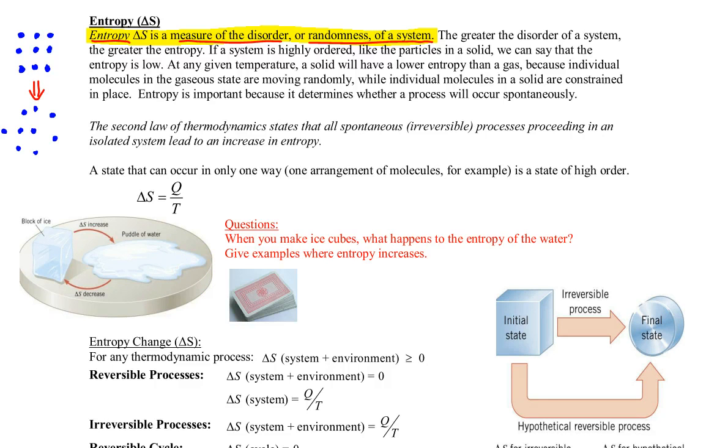For example, imagine you purchase a deck of new cards, so that they're all perfectly ordered. You have ace, ace, ace, ace, then king, king, king, king, and queen, queen, queen, queen, and so forth. And you decide to shuffle the cards. Well, as you shuffle the cards, what happens? They become more disordered, and hence the entropy increases.